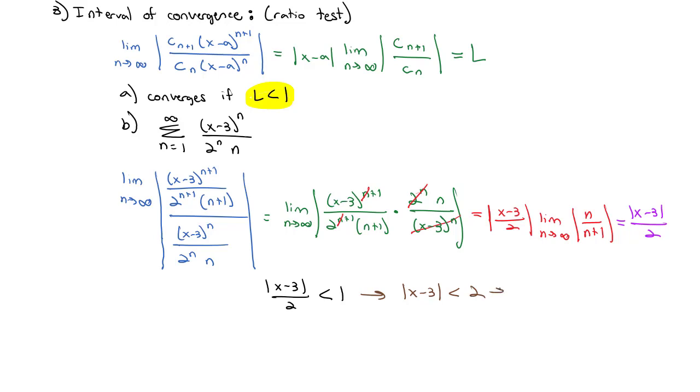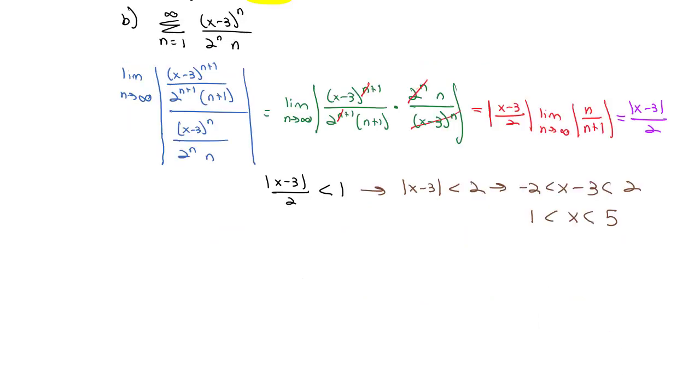Then we know if the absolute value is less than 2, the x minus 3 must be between 2 and negative 2. And so we can add 3 to both sides. Actually, all three parts. Adding 3 gives us 1 is less than x, which is less than 5. The problem with this range is we don't know what happens at exactly 1 and exactly 5.